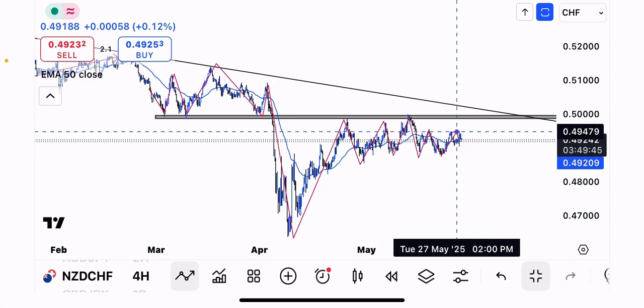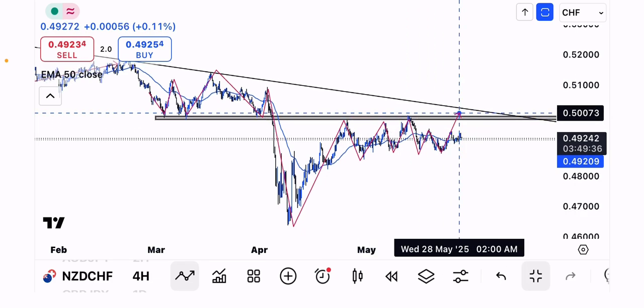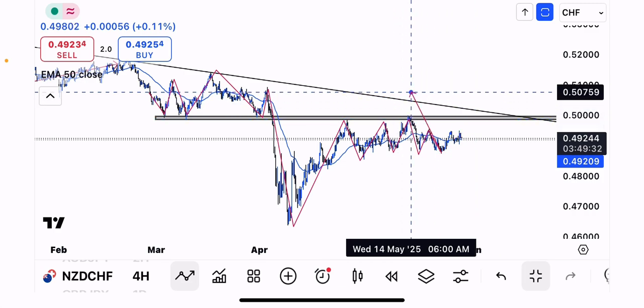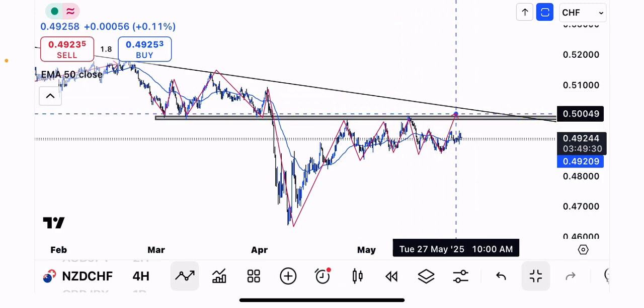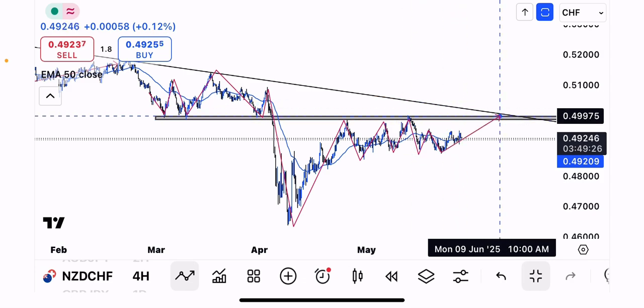So now we should be waiting. If you are going to enter this kind of trade, you should wait for price to retest again. And look at the coincidence here. If price is going to retest this level again, it's also going to be retesting the trend line. So basically, it's going to be a very strong level because it has both the trend line and the resistance touching at this point here.